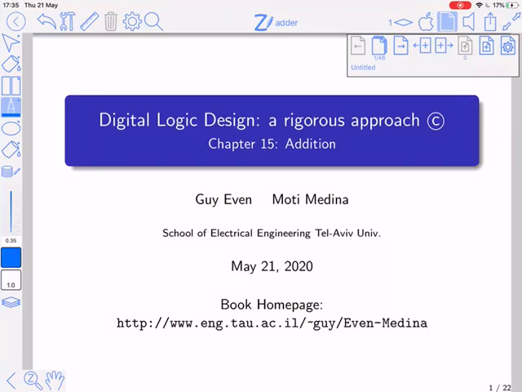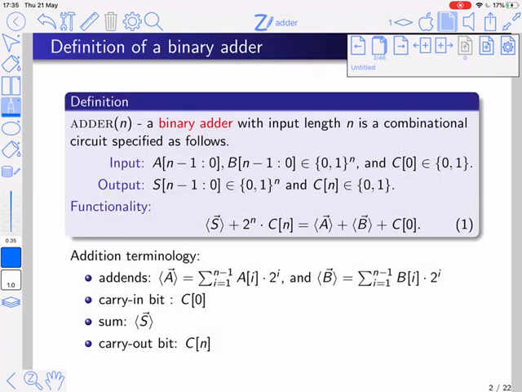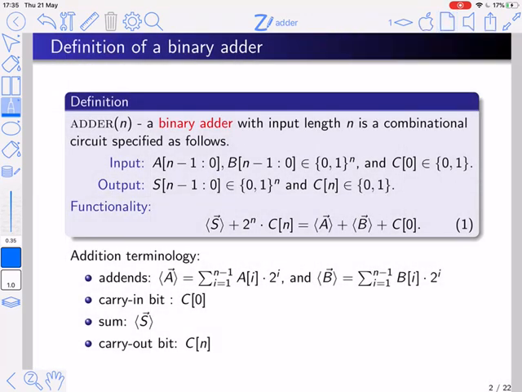Welcome to Chapter 15 on binary addition. A binary adder is a combinational circuit. It has a parameter n that specifies the length of the input. The input consists of two binary strings, A and B, each of length n, and a single bit C0. The output is a binary string S, also of n bits, and a bit Cn.